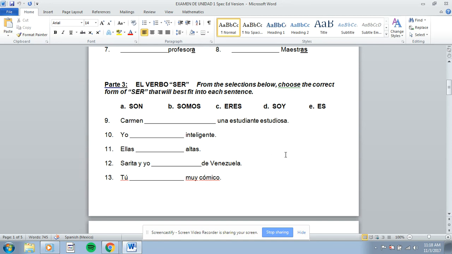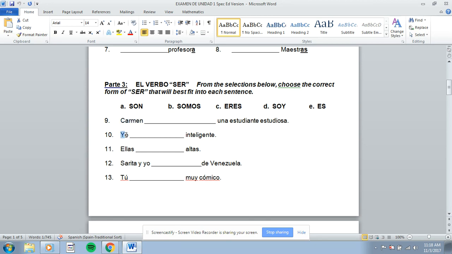So when you make a chart, you'll make a 6-box chart, and you'll put soy, eres, es on the left, somos, and then an X through the middle box, and son on the right. And think about which subject would go in which box. So for número nueve, number 9, the subject is Carmen. So think about which box Carmen would be in and which one of the ser verbs would be in that box with Carmen. Carmen would be in the él, ella, usted, one-person box. And bubble in whichever A, B, C, D, E, whatever word would be going with Carmen.